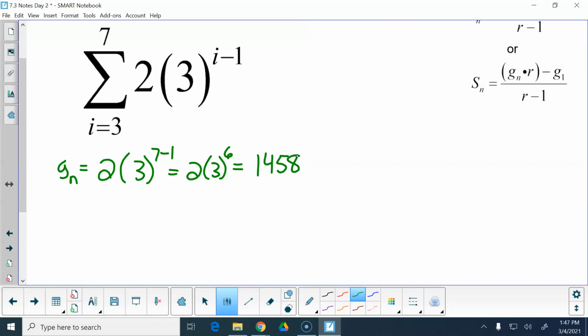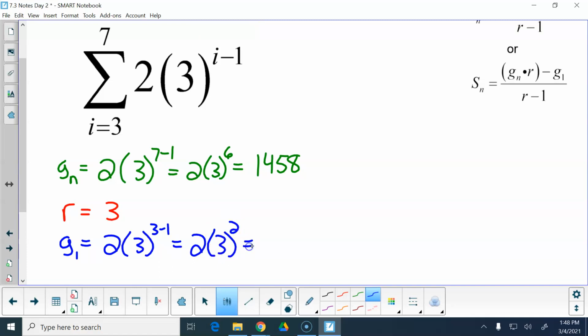If I am not mistaken. 3 to the 6th power times 2. 1458. Then I need my R value. My R value is 3. Then I need my first term. Again, put 3 in there. 2 times 3 to the 3 minus 1 power. 3 minus 1 is 2. 3 squared is 9 times 2 is 18.